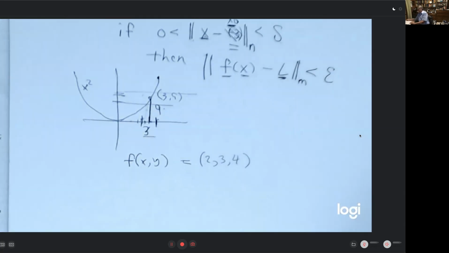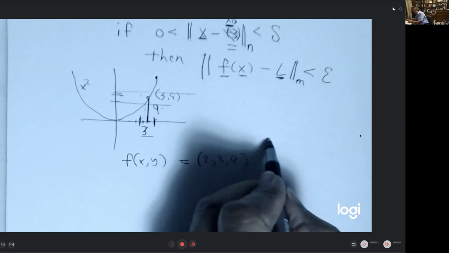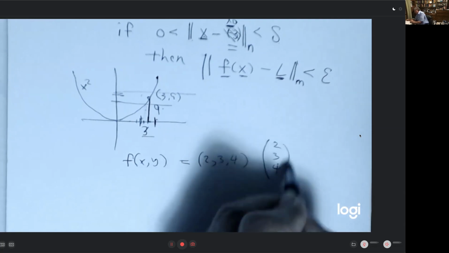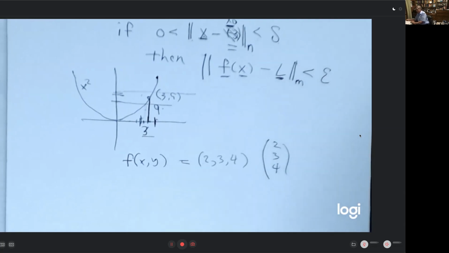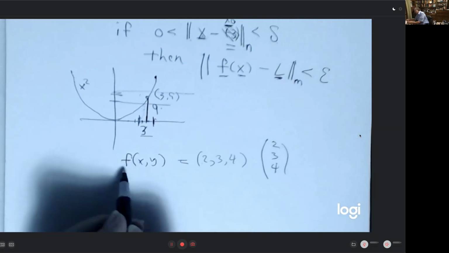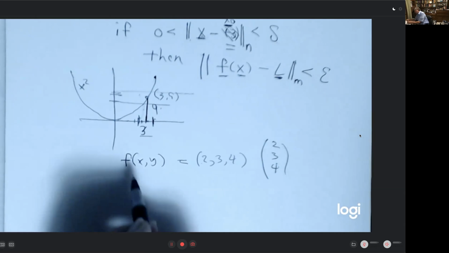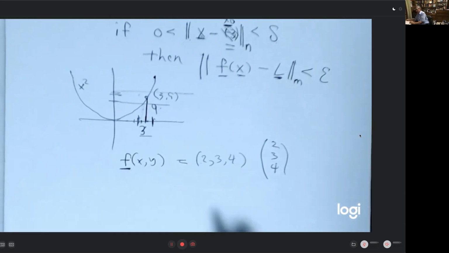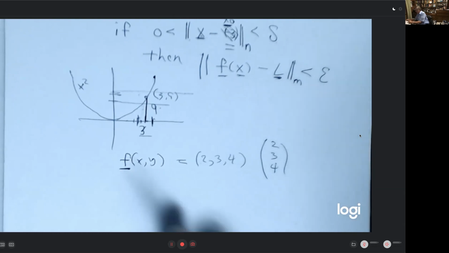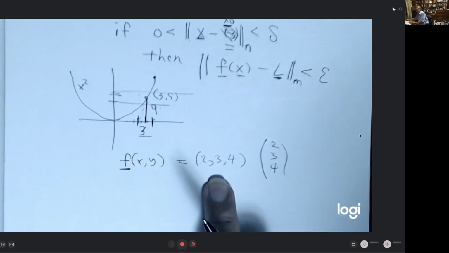Now, I'm going from 2 dimensions to 3. So really, it's better if we would write this as 2, 3, 4. Book publishers don't like that because it takes too much space, but that's more correct. So really what I have here, now I'm going into 3 dimensions, so I ought to have a bar under f. So this is a function from 2 dimensions to 3, and it's called a constant function.